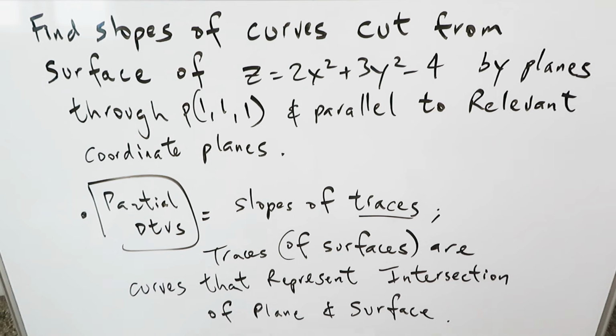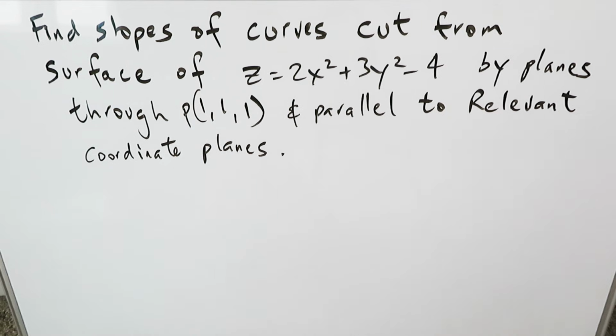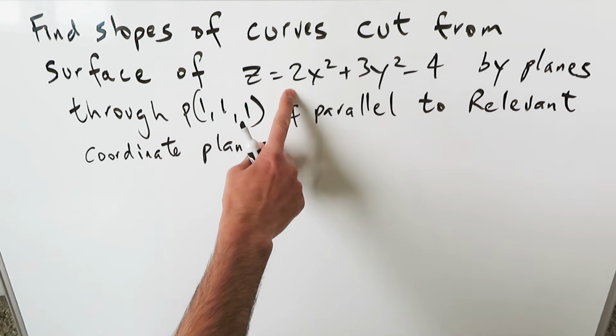These will be tangent to that point of intersection where the plane and the surface are coming into play. You'll have a specific tangent you can draw, and the slope of that tangent will be determined from a partial derivative calculation. Look right here at the question. We have to find slopes of curves which are cut from a surface. This right here is our surface. I will show you the graph momentarily.